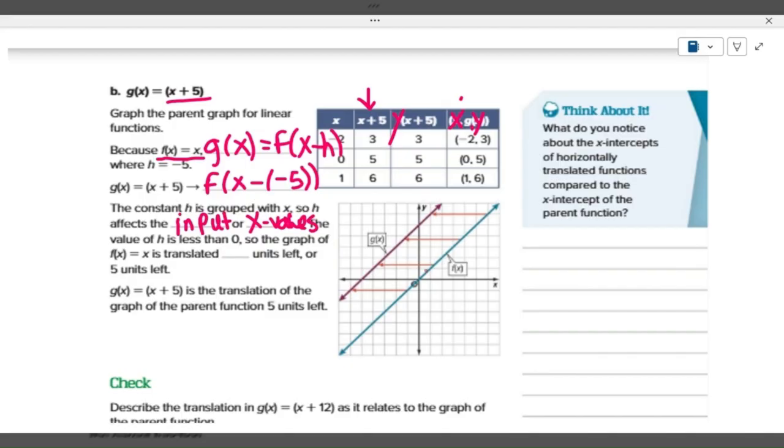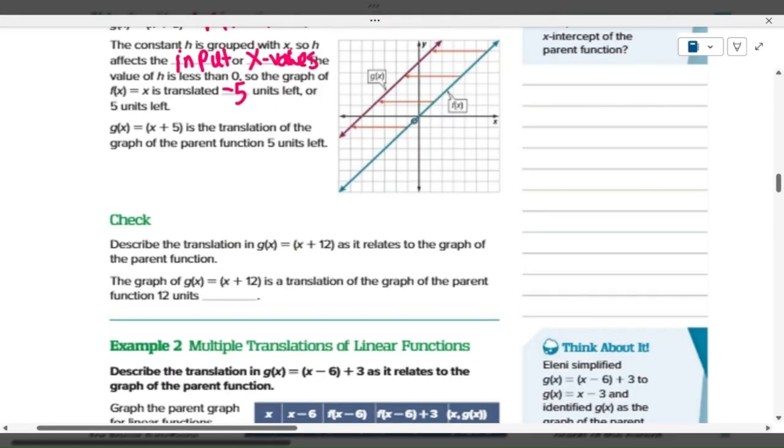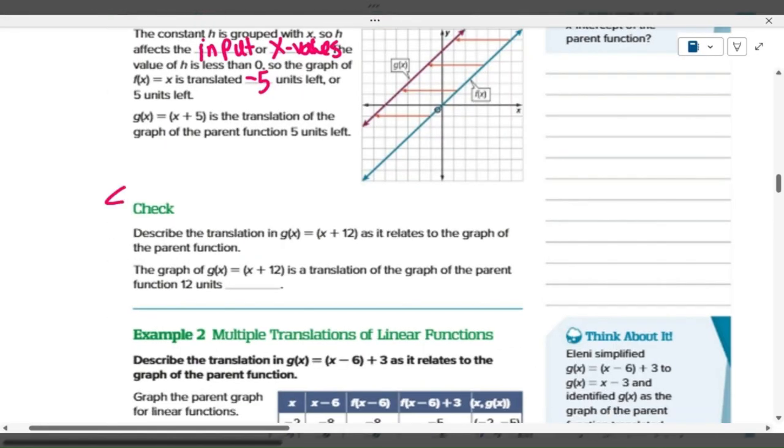So we see that this graph, if we're starting with the blue one, when we add plus 5 to each x value, we are moving to the left. So the graph of f of x equals x is translated 5 units to the left. Okay, try this check here. Look back at the example we just did, part A and B, and we'll go over that one in class.